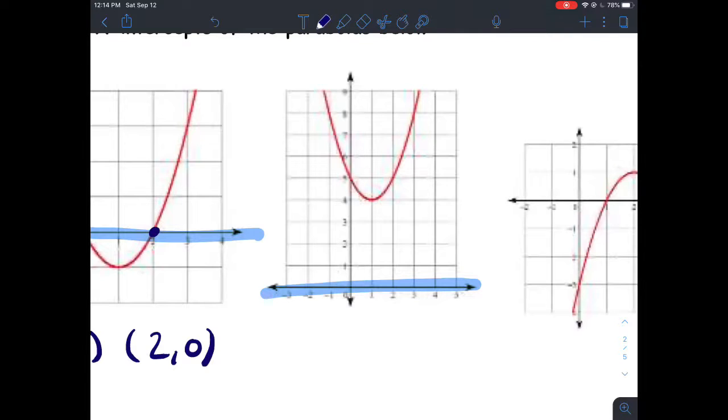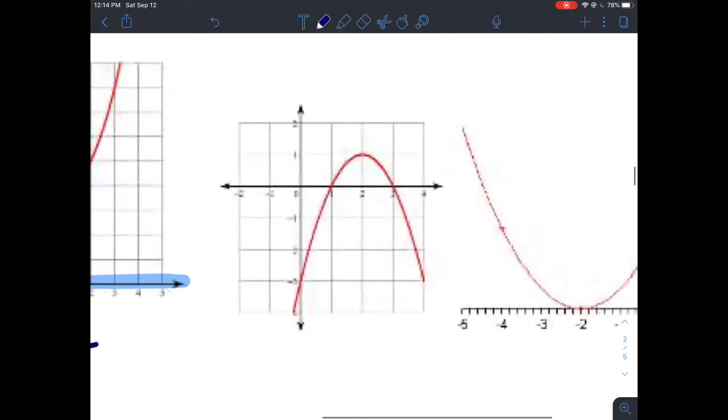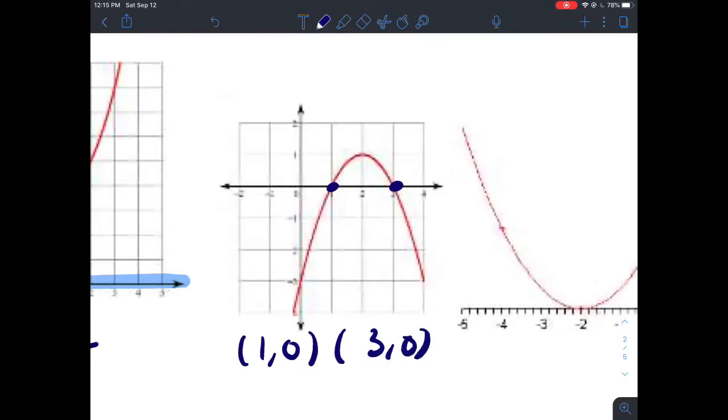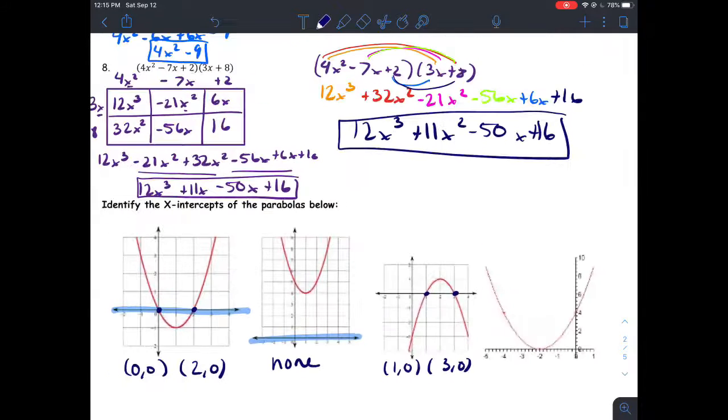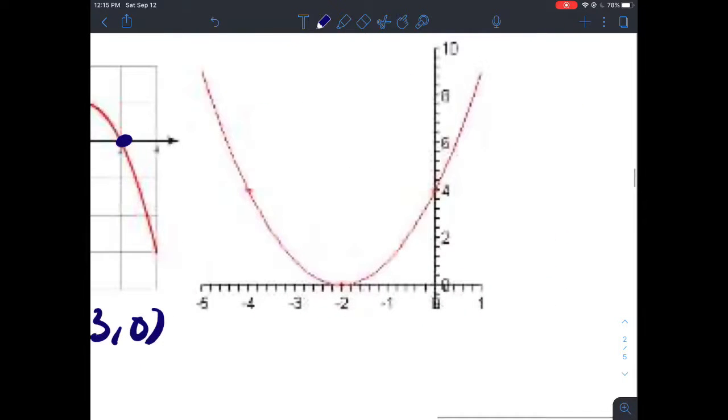For the next one, we got to look at where this parabola hits the x-axis. It doesn't. All right, so the answer here would be none. It doesn't have any x-intercepts. All right, this next guy, we have an x-intercept here and an x-intercept here. I do apologize for the poor quality of these numbers. I tried my best. So the first one is going to be 1, 0. The next one is going to be 3, 0, right? We have 1, 0, 3, 0.